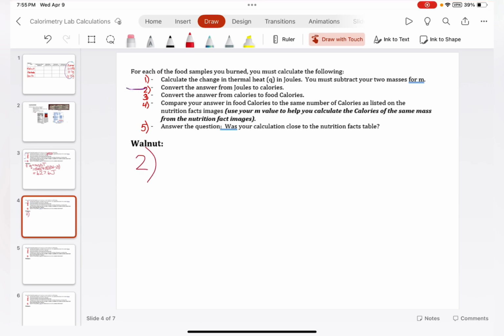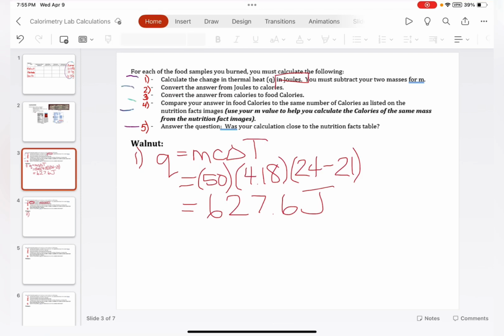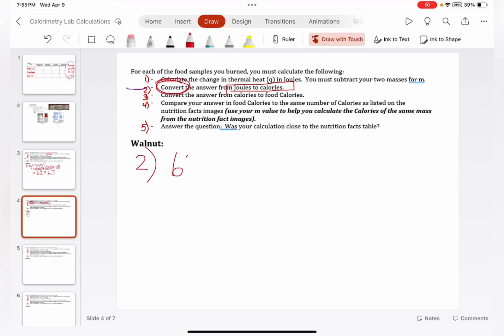All right, on to the next one, which is now we're going to do number 2. So it's saying convert your answer from joules to calories. Whenever you hear the word or see the word convert, use the strategy that I've taught you with the picket fence, okay? So we are going to write down our answer from this slide, from this question, 627.6 joules. Draw your picket fence. Now you know you're going to need a joules down here because you're going to want to cancel those out.